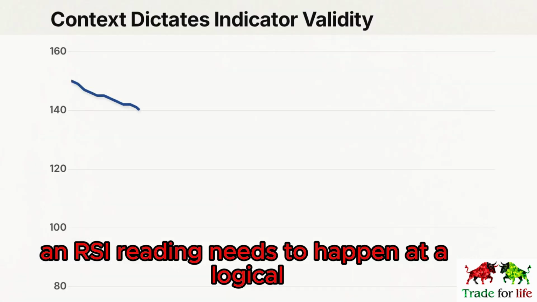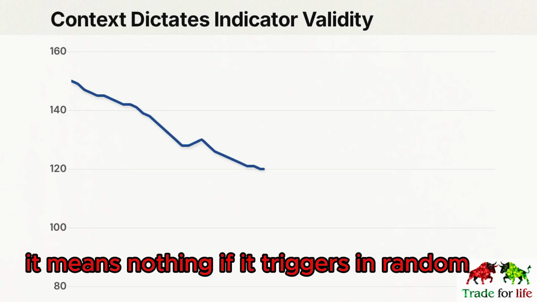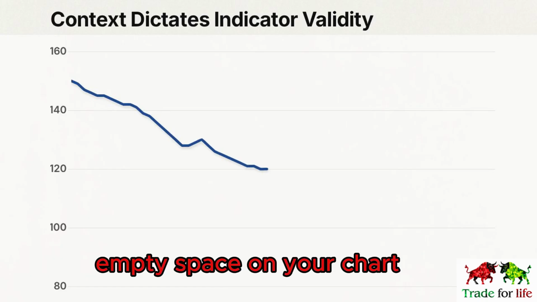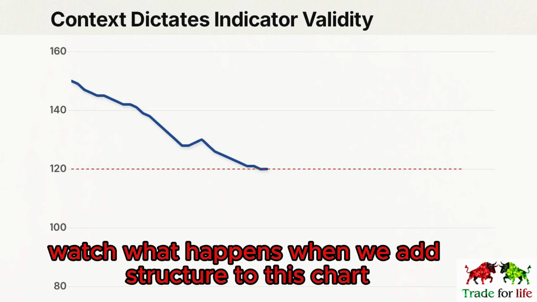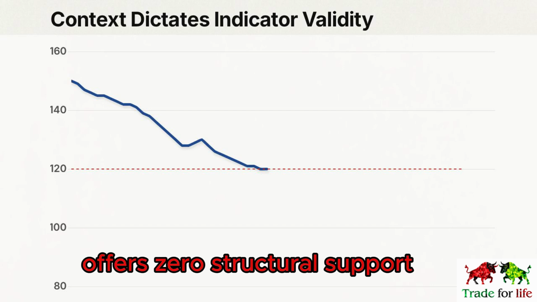Once you establish the trend, you move to step 2, locating the market context. An RSI reading needs to happen at a logical, structural price level. It means nothing if it triggers in random empty space on your chart. Watch what happens when we add structure to this chart. An RSI hitting 25 in empty space offers 0 structural support.